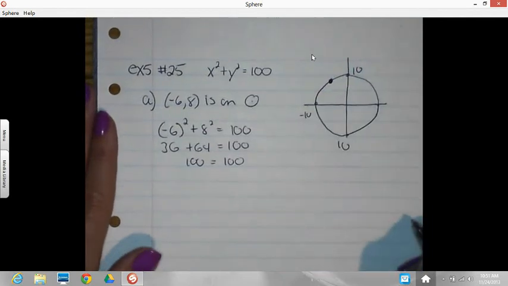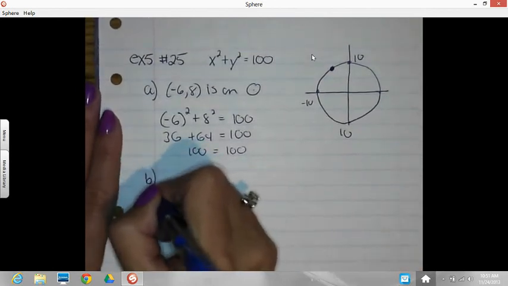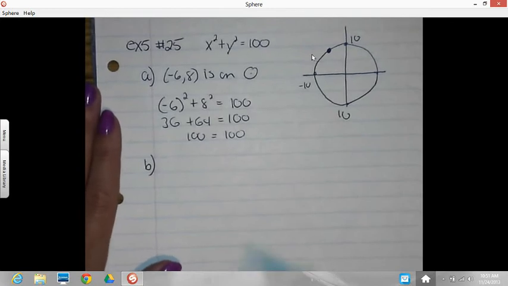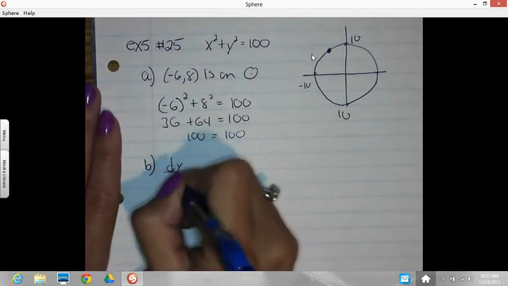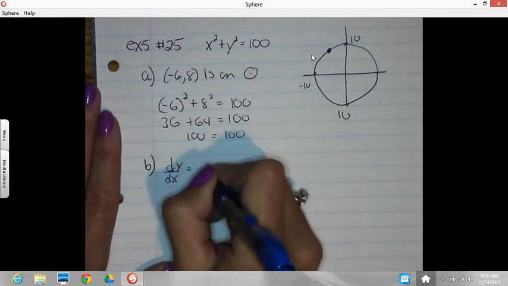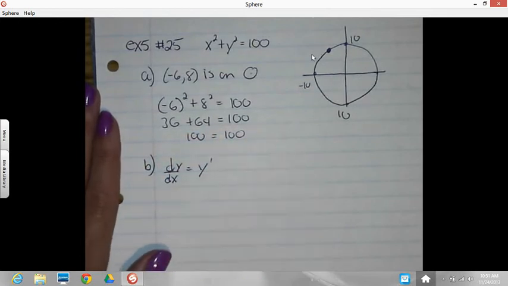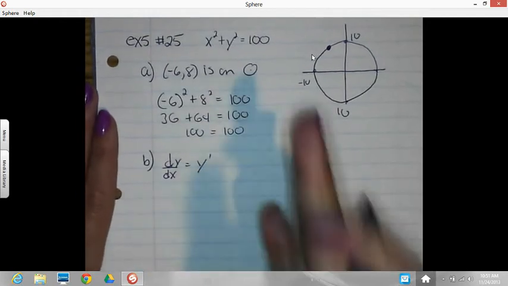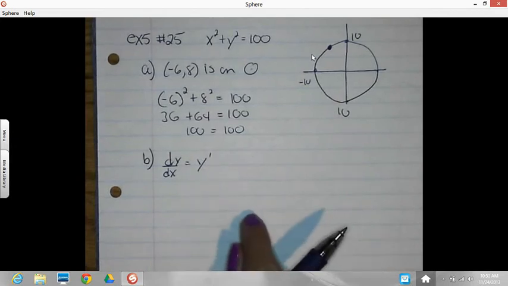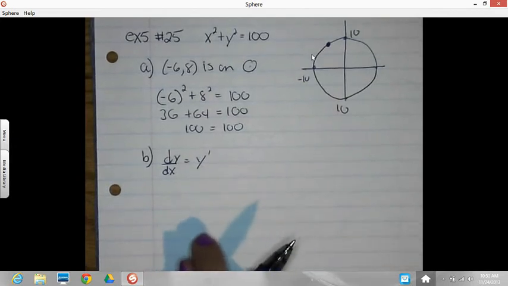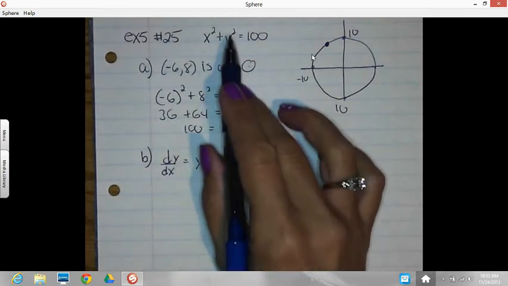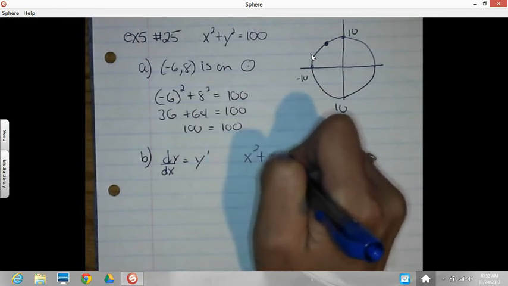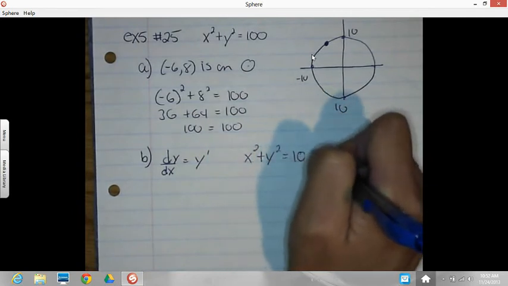Part B is asking you to find dy dx. That's just y prime, same thing. And then substitute in the negative 6, 8 and show that your answer is reasonable. Okay, so we'll do the reasonable part later. So we want to find y prime. So we'll start here. I'll rewrite it again. X squared plus y squared equals 100. We have to do this implicitly because it's not y equals.